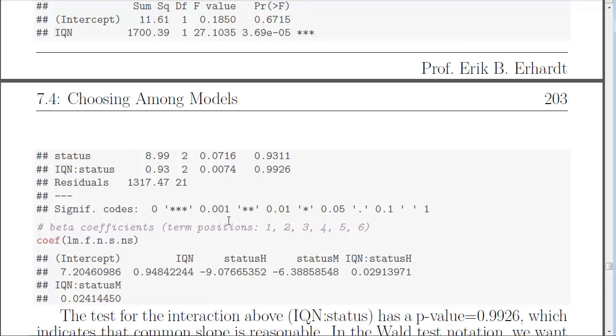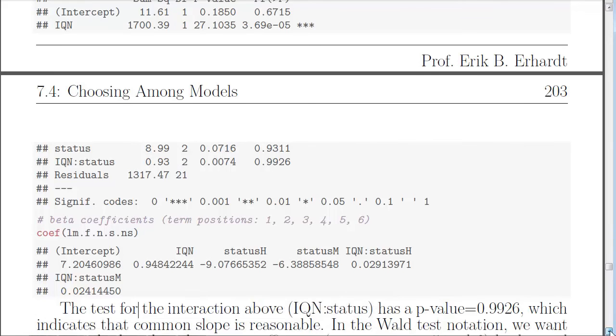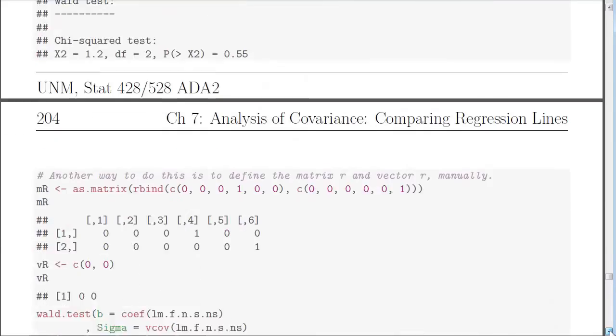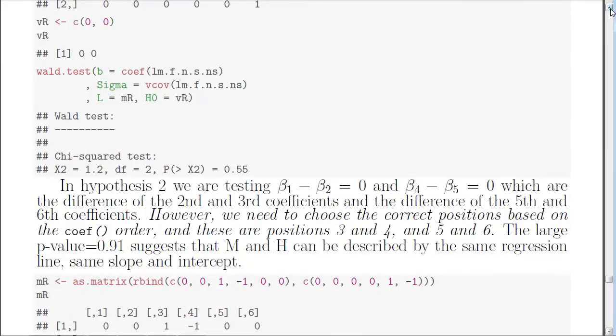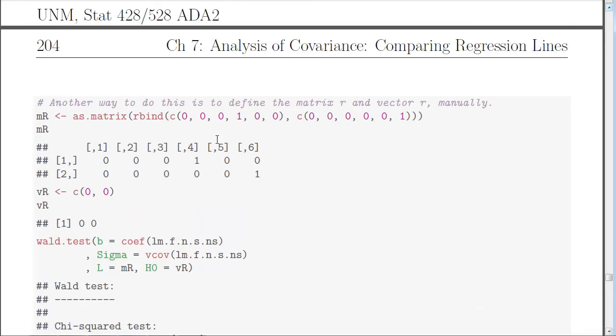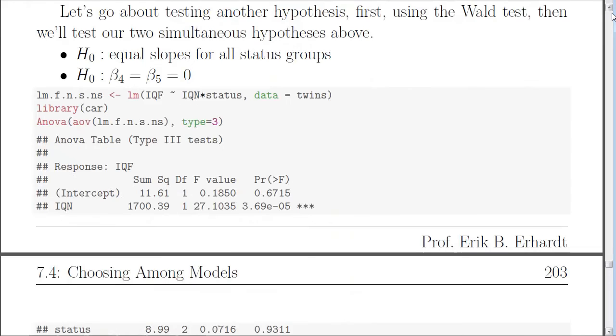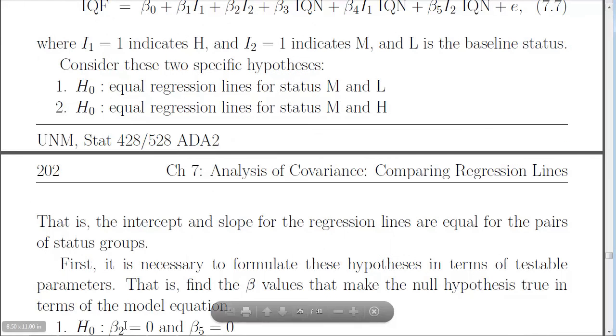Okay, and in terms of the position, I'm going to ignore that. So let's scroll on down to where I do this as a matrix. So we want beta 2 equals 0 and beta 5 equals 0. So page back down.